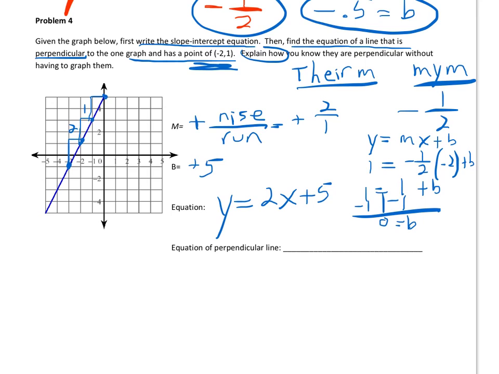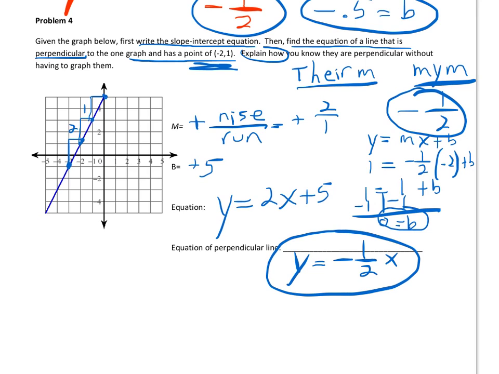Okay. So now I know my m, and now I know my b. So my equation would be y equals negative 1/2 x, and then do we need to show that plus 0? Answer, absolutely not. So that's my equation, perpendicular to theirs. And if I graph it, I'll graph it in red here.